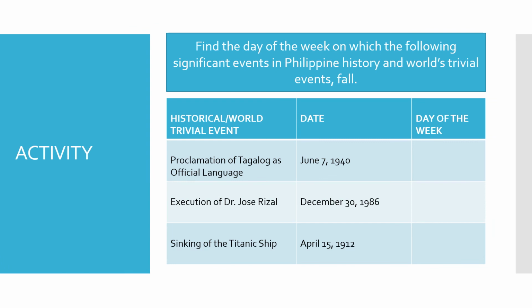For the activity, find the day of the week on which the following significant events in Philippine history and world trivia fall. The proclamation of Tagalog as official language, that was on June 7, 1940. Execution of Dr. Jose Rizal, that was on December 30, 1896, and the sinking of the Titanic ship, that was on April 15, 1912.